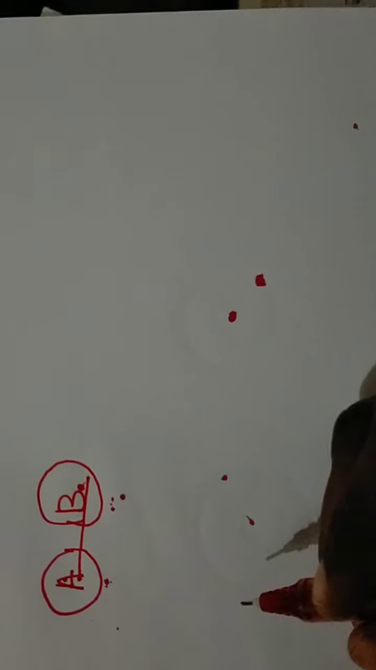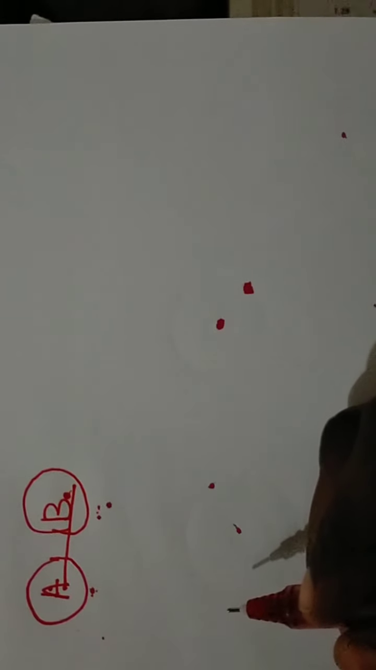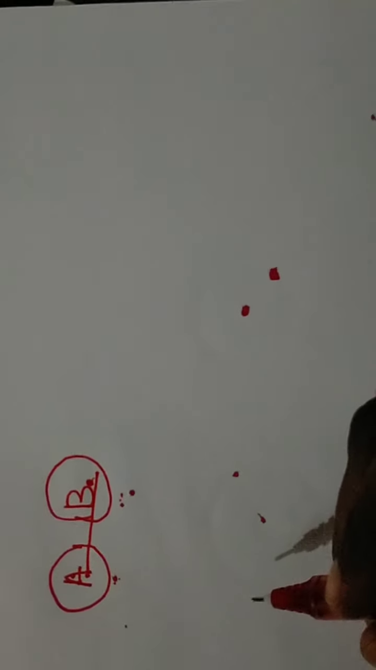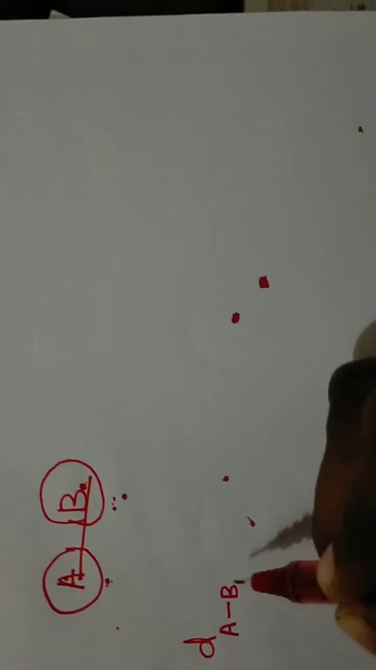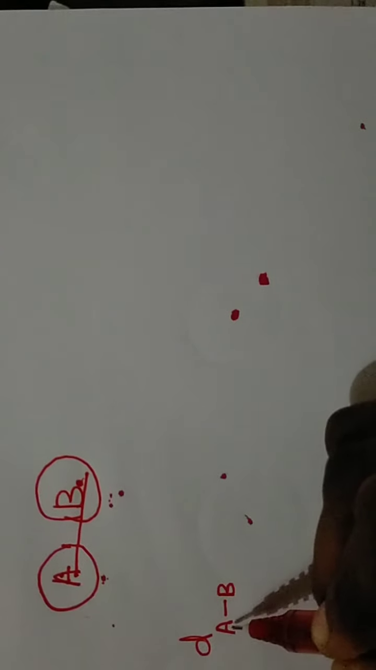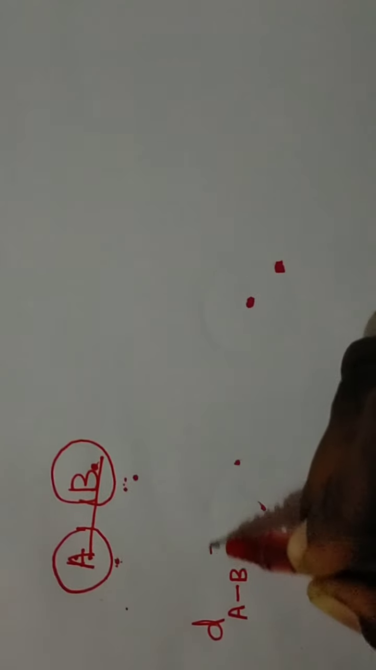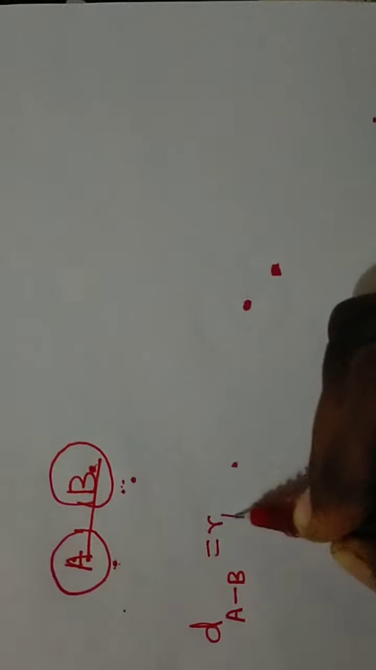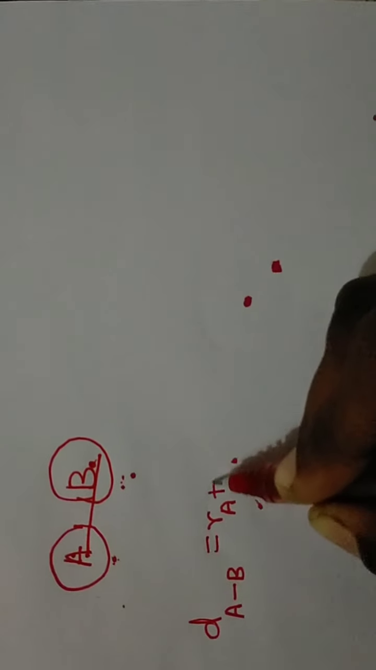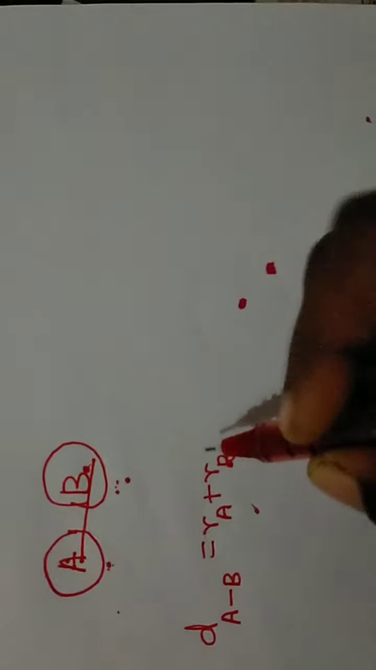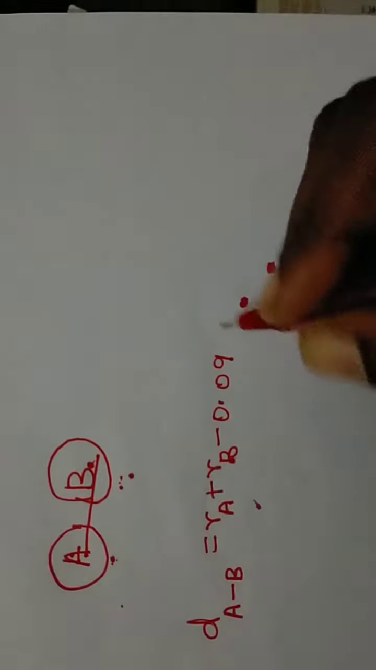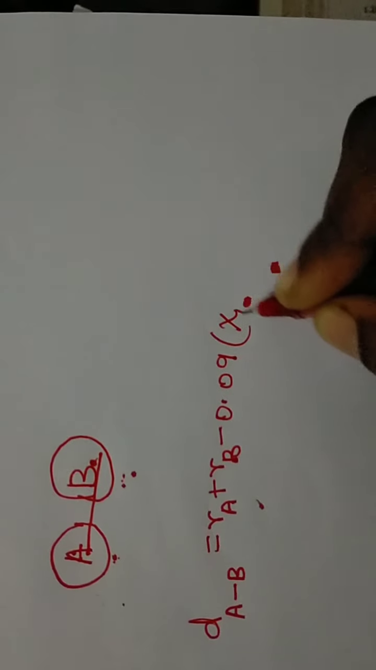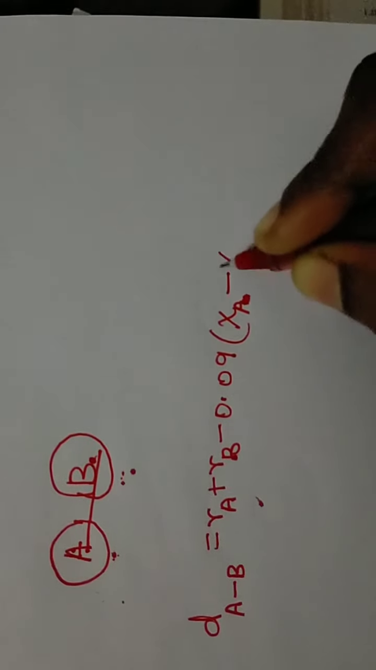Here we have one formula for calculating the internuclear distance between two different atoms like A and B. That is D, the distance of A-B. Distance between A and B equals RA, the radius of A, plus the radius of B, minus 0.09 into XA minus XB.